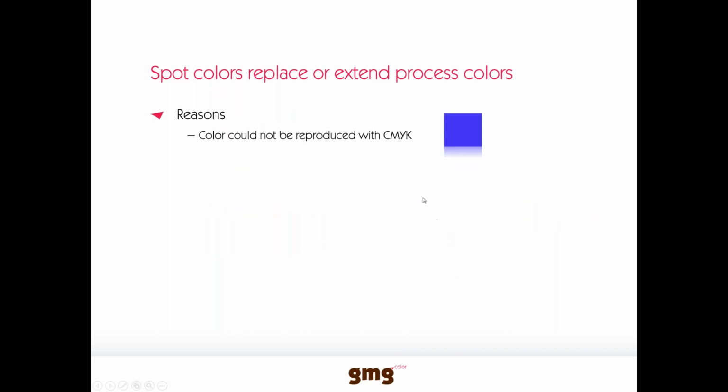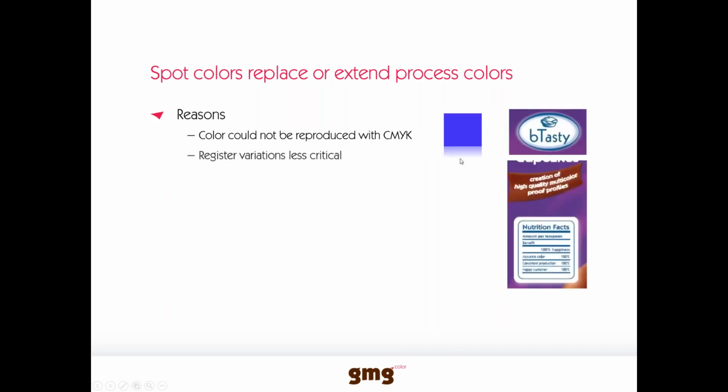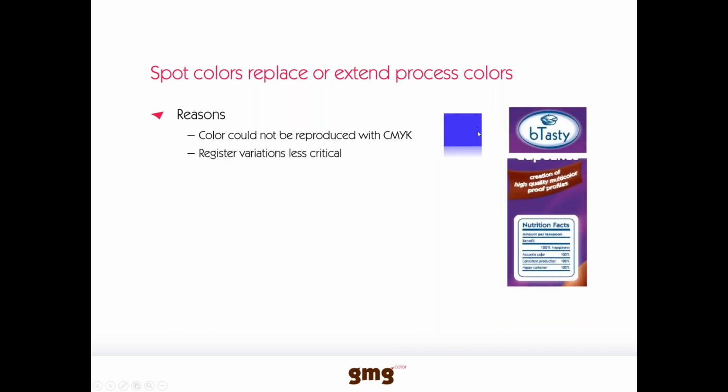So what are the reasons to use spot colors or extend the process colors? Firstly, what we often see is that the brand owner or the customer wants a very special color which cannot be reproduced with our standard CMYK set. So we have to use a spot color to get a really color-trustworthy appearance on the package later, and use that for the printing process. For example, that blue here would be very hard to reproduce just with CMYK. And if we already have to use spot colors there, we can use them in our design too, because register variations in printing are less critical.